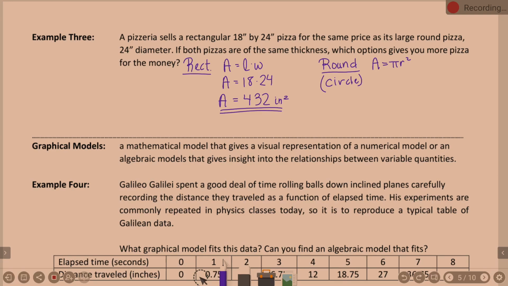For the record, those of you thinking 2 pi r, that's the circumference. 2 pi r, pi d is circumference. So, okay, what are we doing here? Pi times, what's r? 12. Okay. If diameter is 24, radius is 12. So pi times 12 squared.